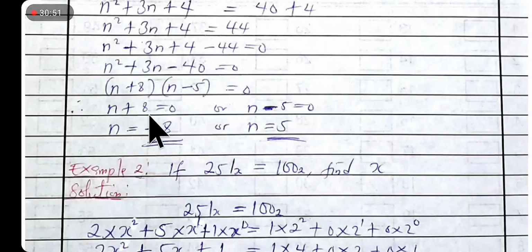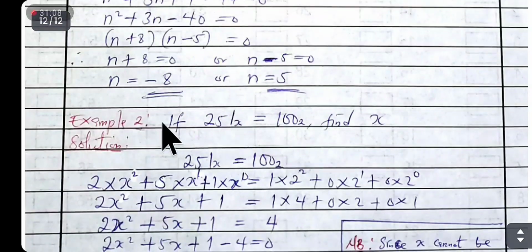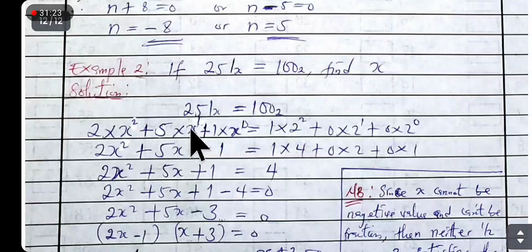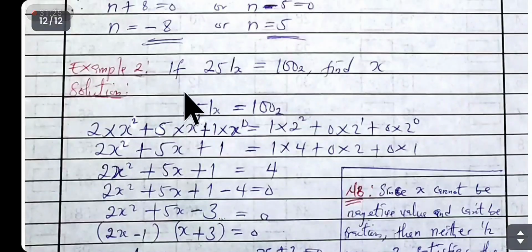Therefore, n plus 8 is equal to 0, or n minus 5 is 0. Collecting like terms, n is equal to minus 8. Take this plus 8 to the right hand side, minus 8. And then n is equal to 5. So the value of n is minus 8 and 5, but a base cannot be negative, so the valid value is 5.